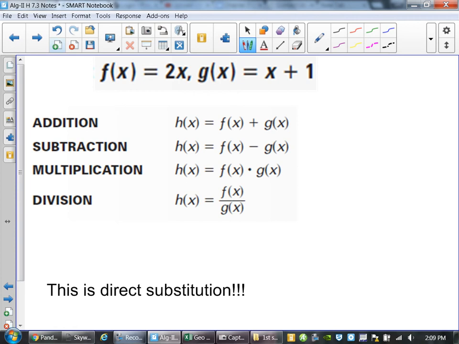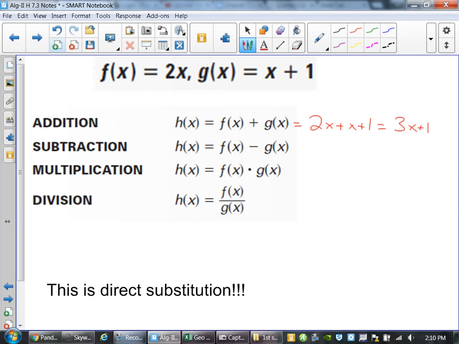When we create new functions, all it is, is combining like terms. So if I add these two together, f of x plus g of x, I just write that down as 2x plus x plus 1. What's 2x plus x plus 1? 3x plus 1. Good. Again, direct substitution.